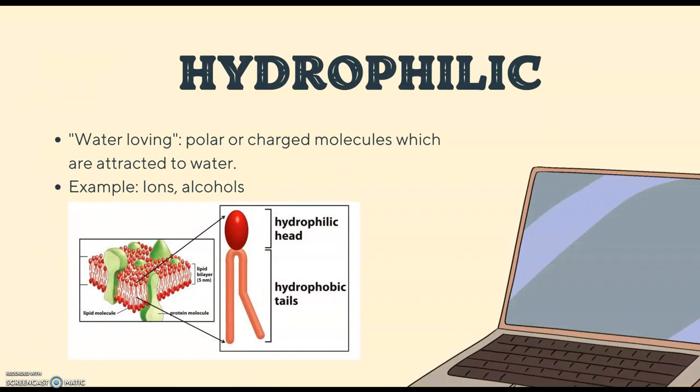So to break it down a little bit more, hydrophilic is water-loving, polar or charged molecules which are attracted to water. As you can see, the hydrophilic head is at the top, whereas the hydrophobic is on the inside. This allows the lipid molecules to connect with water easier. And the lipid bilayer is about 5 nanometers. And you can see the big green molecules as the proteins.